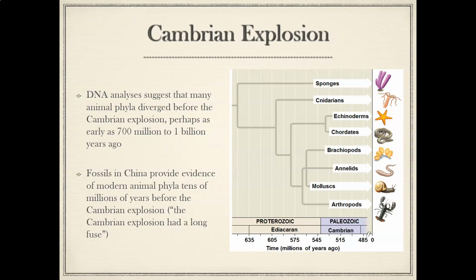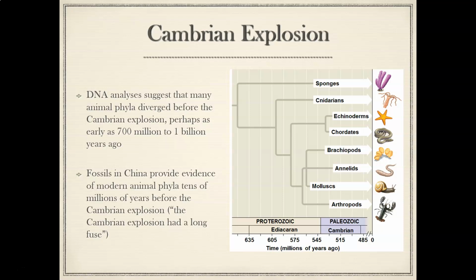So, if we start digging into some DNA analysis, a lot of the animal phyla that we currently have, once again, not only do we see fossil record evidence for this, but we also see genetic divergences for this as well. So, based on that genetic information, we think that the Cambrian explosion could have been as early as 700 million years to even 1 billion years ago.